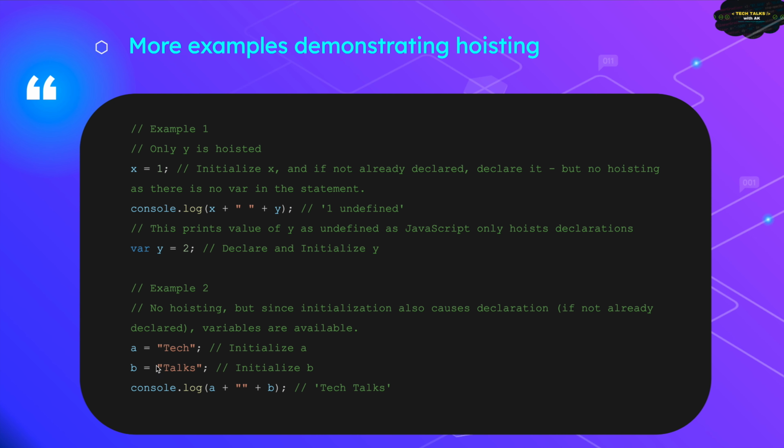In example 2, we haven't declared anything. We have only initialized the values of a and b. Variable a and variable b are not hoisted. If we try to use a and b before initialization, it returns an error. If we try to use them after initialization, then it returns the values.